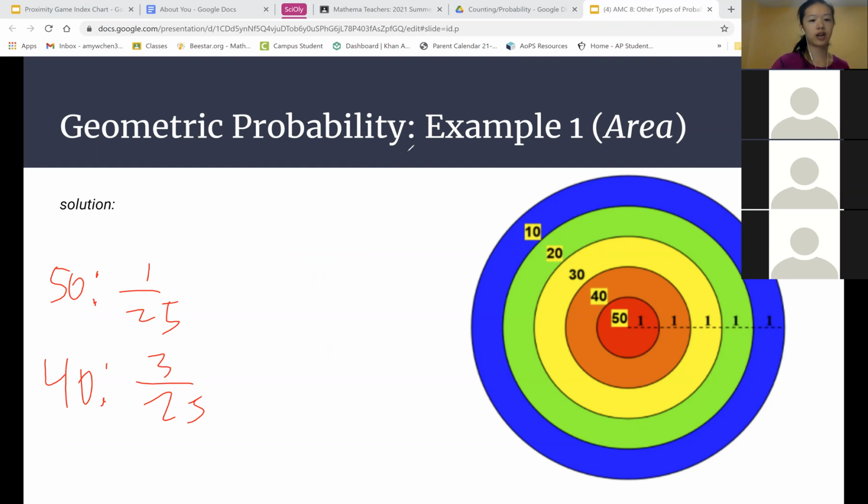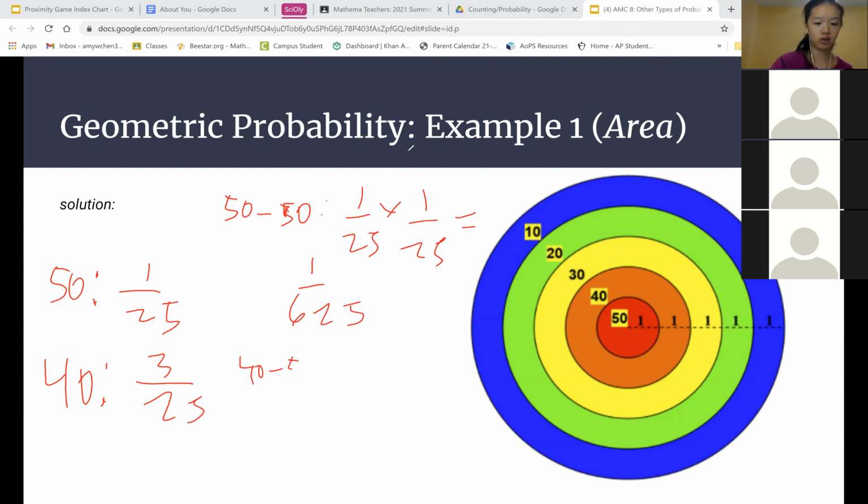Okay, for a case where it's like a 50, you toss 2 50s, that probability would be 1 over 25 for the first 50 times 1 over 25 for the second 50, and that is 1 over 625. And then for the second case where it's 40 and then 50, or vice versa, it would be 3 over 25 times 1 over 25.